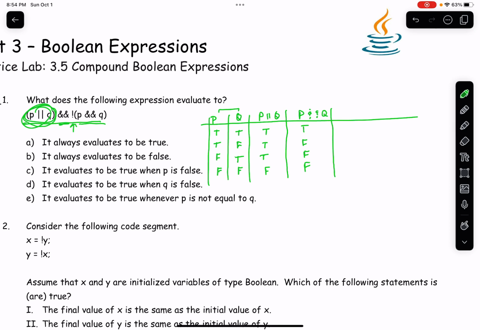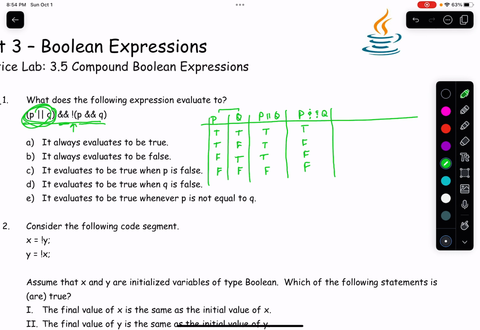Now, I'm going to use a different color here. If we look at what's next, I actually have not P and Q, not the parentheses. So that's going to be my next one, not P and Q. And so it's just going to negate this one. So this would be false, true, true, true.